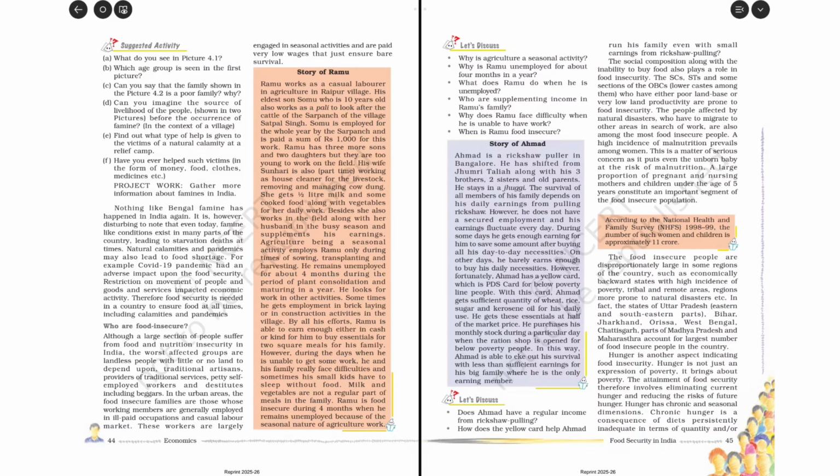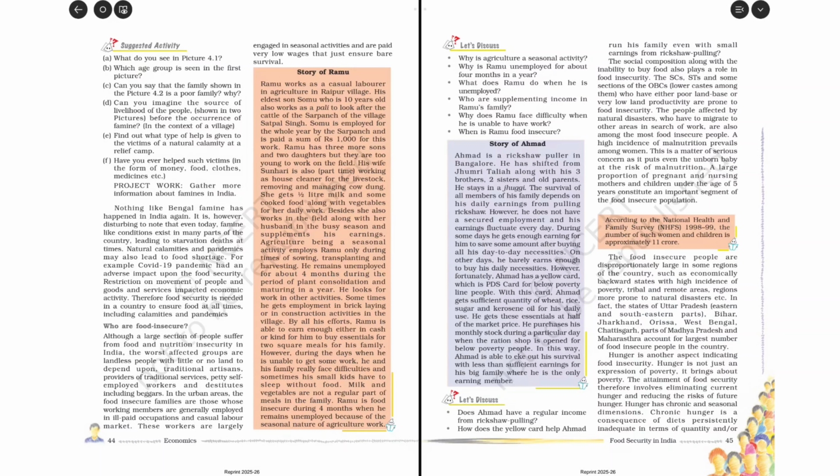Agriculture, being a seasonal activity, employs Ramu only during times of sowing, transplanting, and harvesting. He remains unemployed for about 4 months during the period of plant consolidation and maturing in a year. He looks for work in other activities. Sometimes he gets employment in bricklaying or in construction activities in the village. By all his efforts, Ramu is able to earn enough, either in cash or kind, for him to buy essentials for 2 square meals for his family.